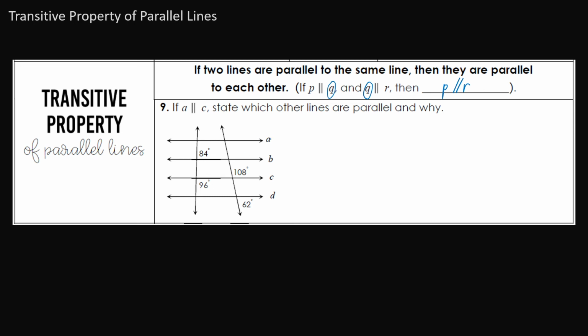So let's take a look at this example. If A is parallel to C, if line A, I'm going to mark it here with my arrows. If line A is parallel to line C, I need to find out which other lines are parallel and why.